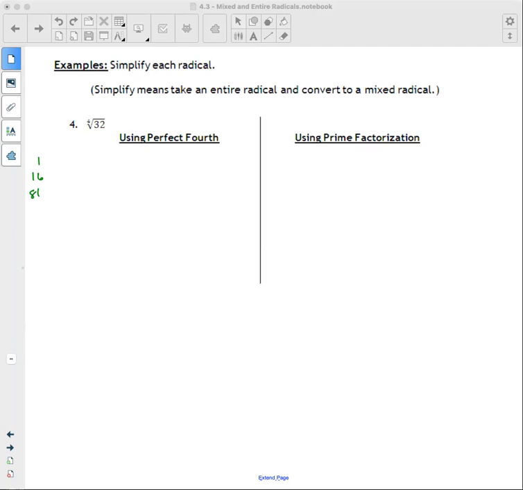Okay, so we've gone past 32, but I recognize that 32 as a product has 16 and 2 as its factors. So the 4th root of 32 is equal to the 4th root of 16 times the 4th root of 2. The 4th root of 16 is equal to 2, so we get 2 times the 4th root of 2.